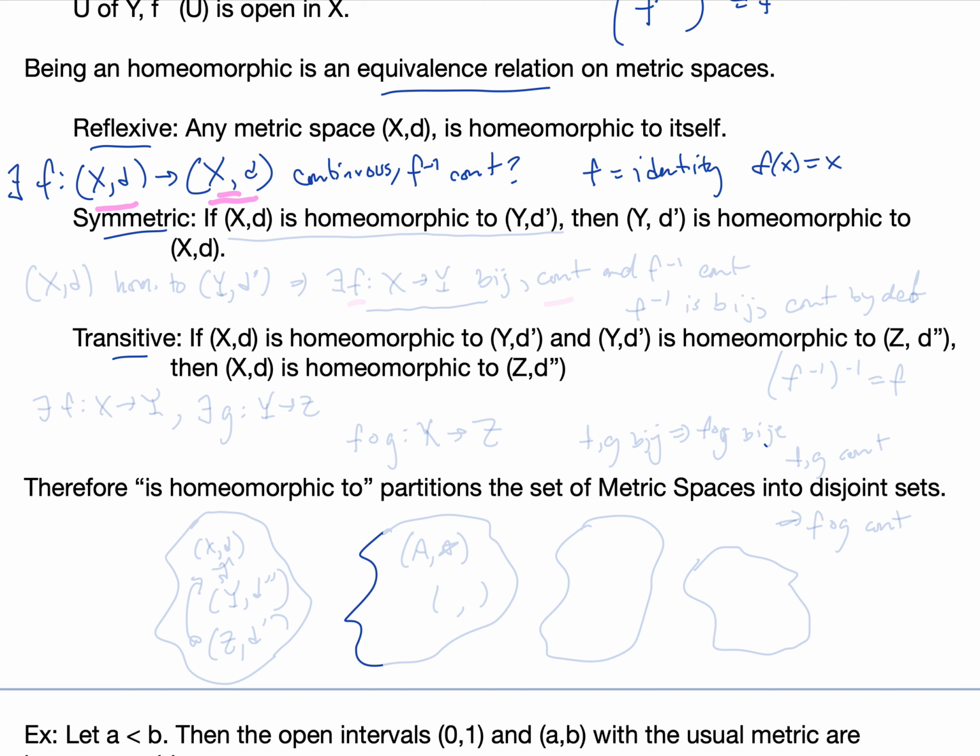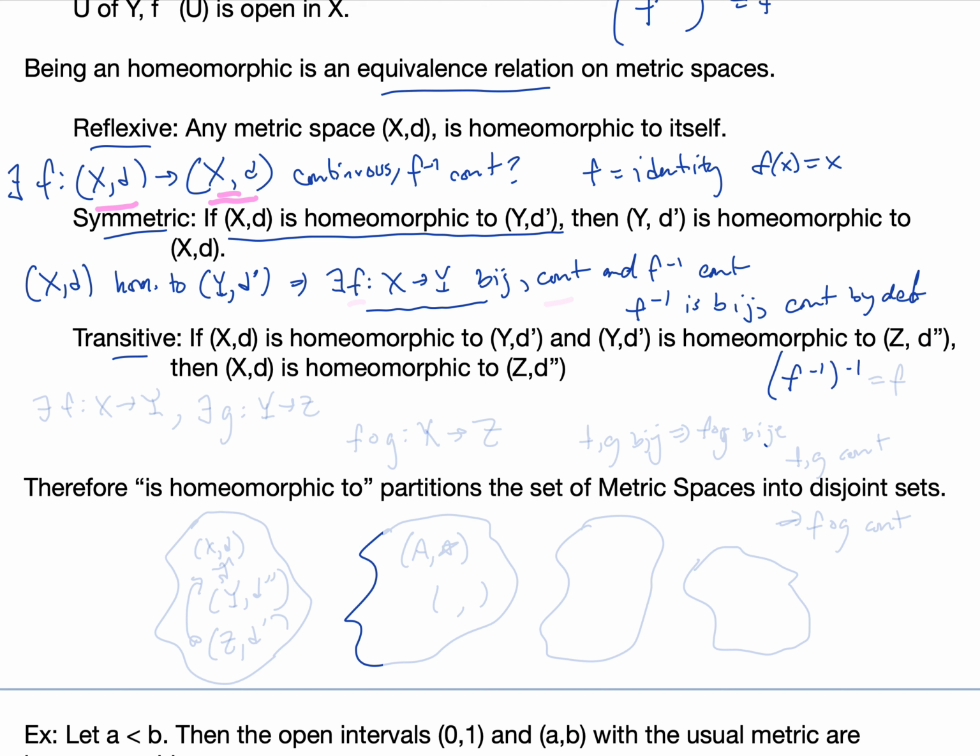How about symmetric? So for symmetric, we're assuming that (X, d) is homeomorphic to (Y, d'). So (X, d) homeomorphic to (Y, d') implies there exists some f mapping X to Y that is both bijective and continuous, and f inverse is continuous. That's again our definition of homeomorphism. And so therefore we immediately have that because f is bijective, that means that f inverse is bijective and also continuous by definition. And again, the inverse of f inverse is just f, which we already know to be continuous.